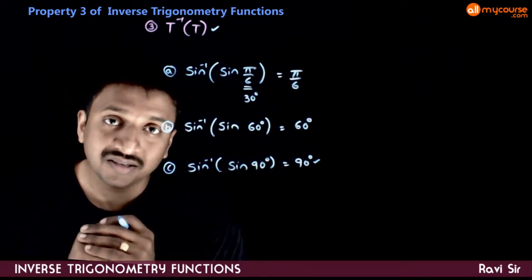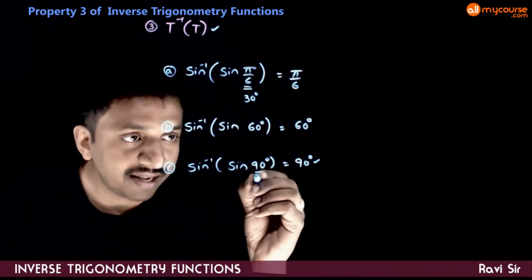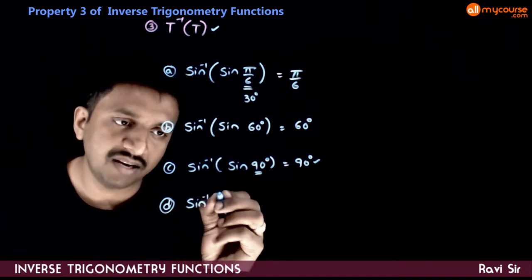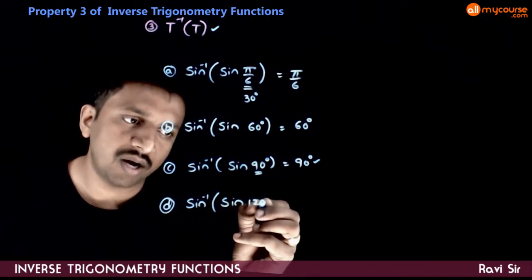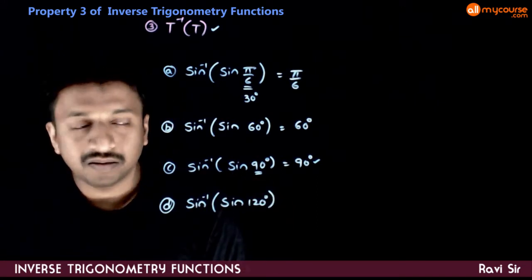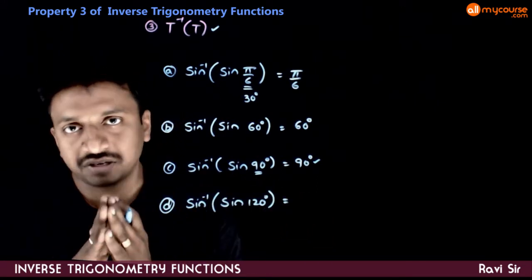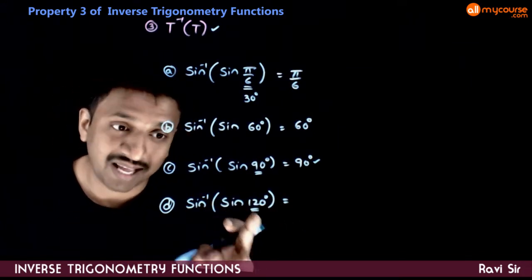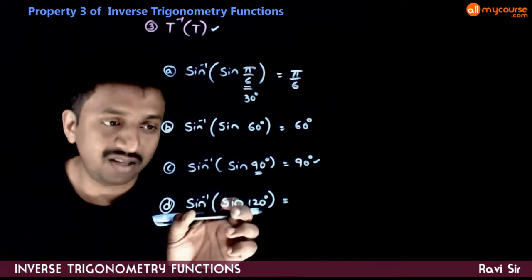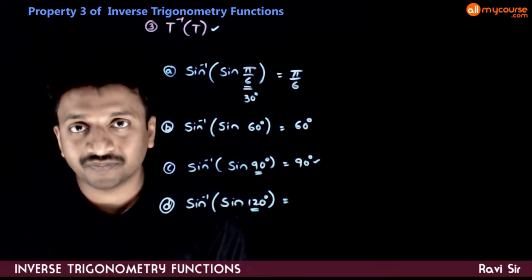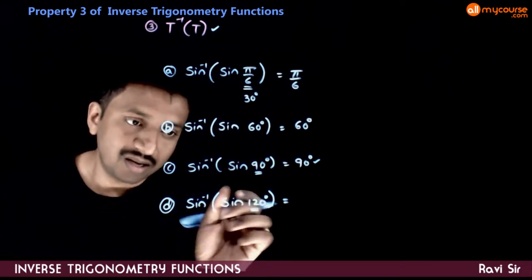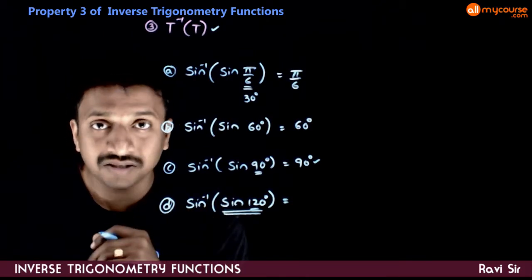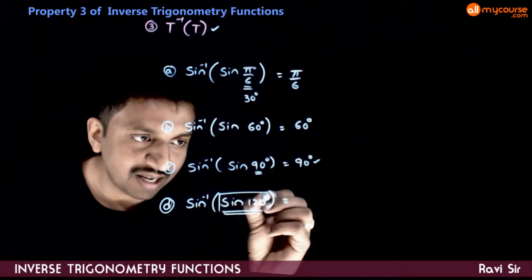Now the question is, what do you do if this angle goes beyond 90 degrees? For example, if you have sine inverse of sine 120 degrees. So what is the actual process of simplification? The problem here is, because 120 degrees does not lie in the range of sine inverse, these two cannot be directly cancelled out. So what we do is, we know that sine x is a periodic function. So sine 120 degrees is a number.